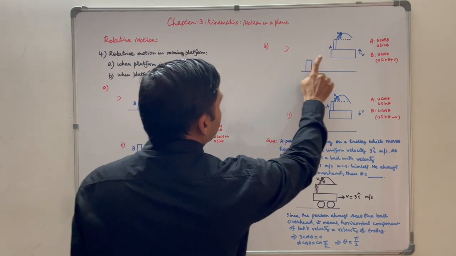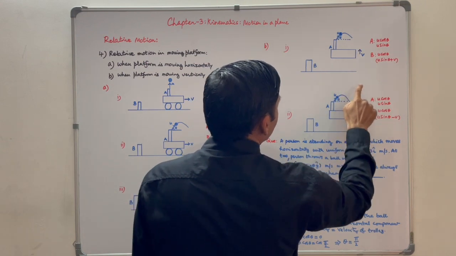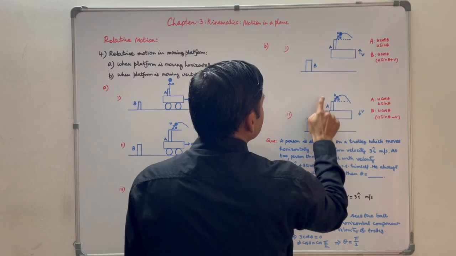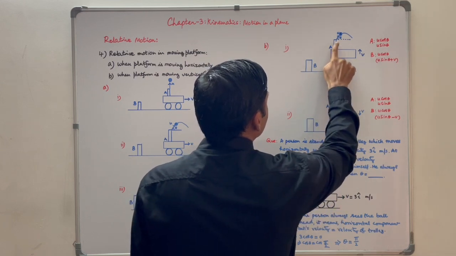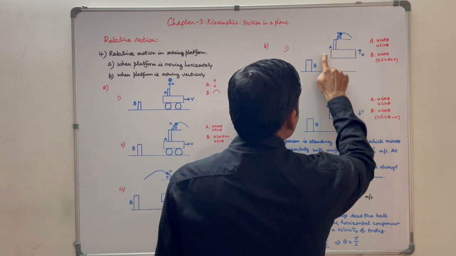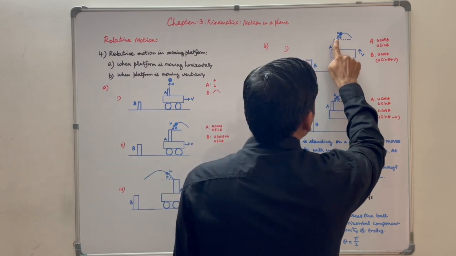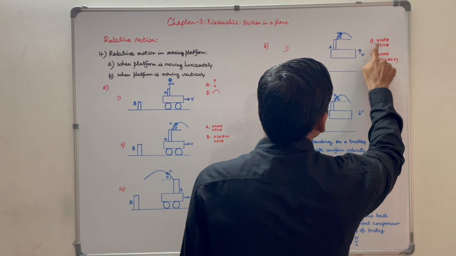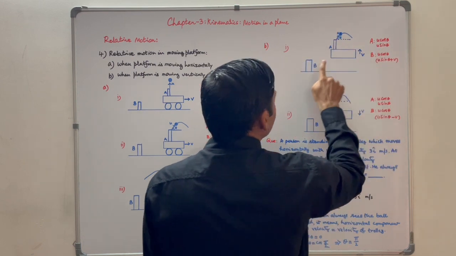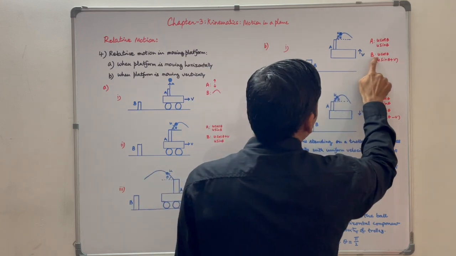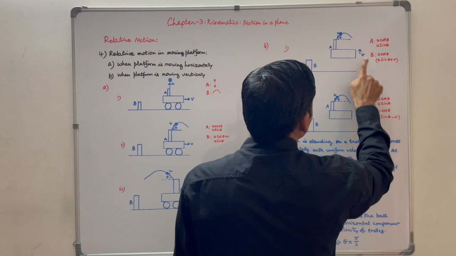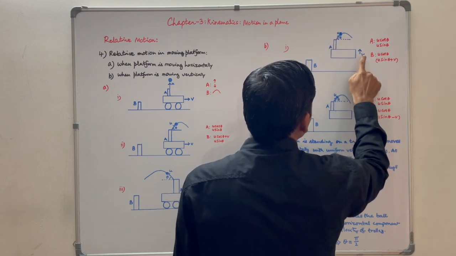Second case, when platform is moving vertically up or vertically down with uniform speed v. In both the cases, suppose person A throws the ball at an angle theta with the horizontal. Then in this case, for A, horizontal component of ball's velocity will be u cos theta and vertical component of ball's velocity will be u sin theta. For B, horizontal component of ball's velocity will be u cos theta and vertical component of ball's velocity will be u sin theta plus v.